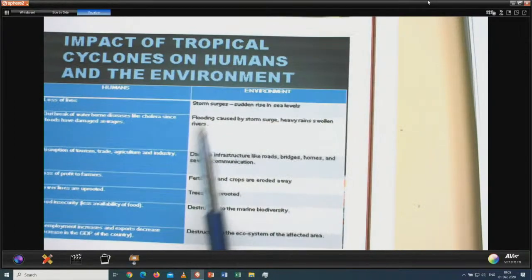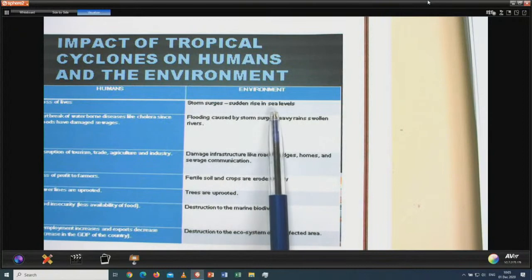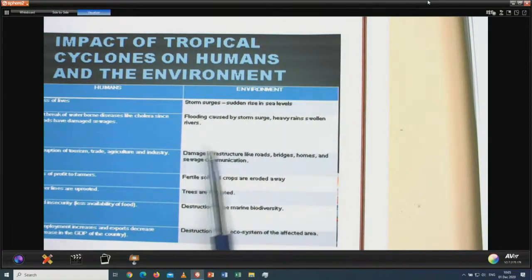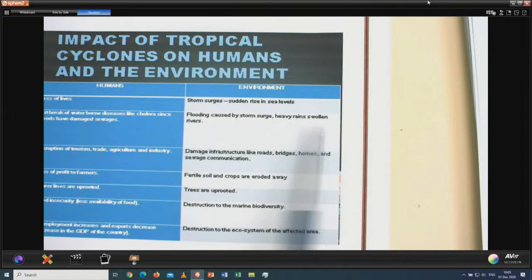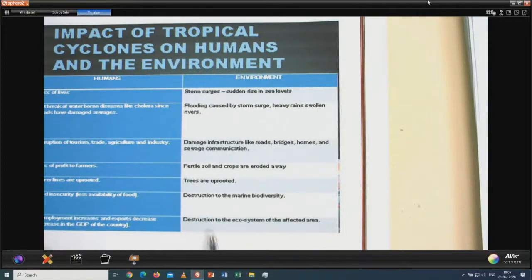Environmental impact. Storm surges, sudden rise in sea level, flooding caused by storm surges, heavy rains and swollen rivers, damaged infrastructure like roads, bridges, and sewage and communication. Fertile soil and crops are eroded away. Erosion is likely to take place. Trees are uprooted. Destruction to the marine biodiversity. Destruction to the ecosystem of the affected area.